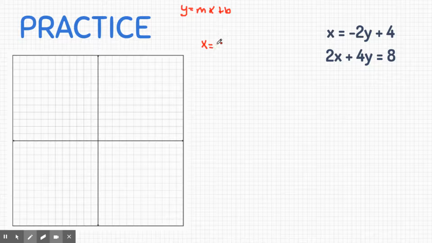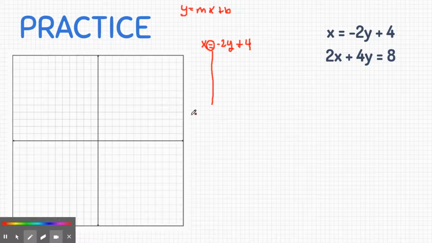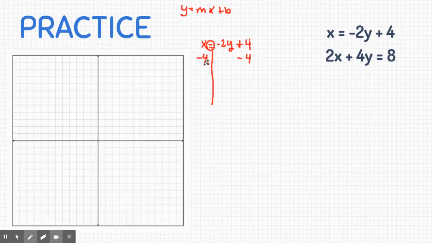X equals negative 2y plus 4. Okay, center of my equation is my equal sign. I need to get y by itself. So the first thing I'm going to get rid of is this 4. To get rid of 4, I'm going to have to subtract by 4. Anything I do to this side, I have to do the other. So now I have x minus 4 is equal to negative 2y.